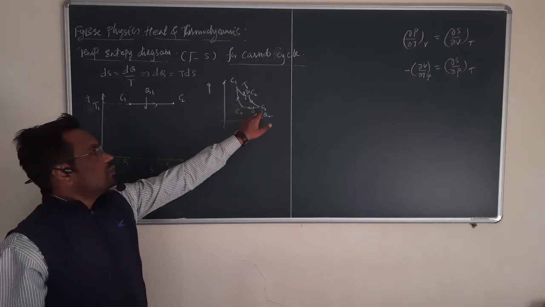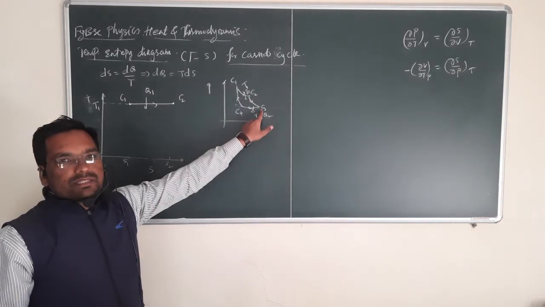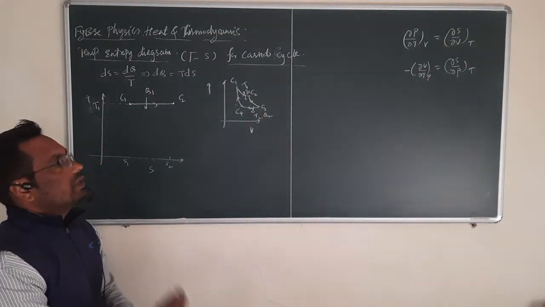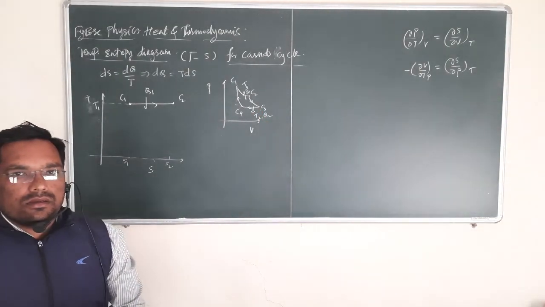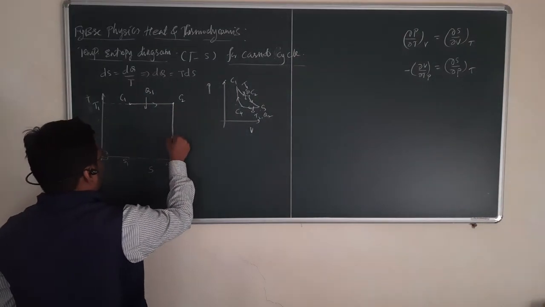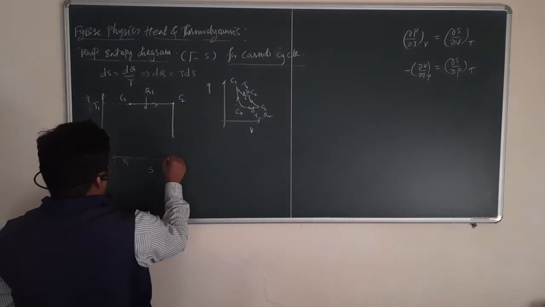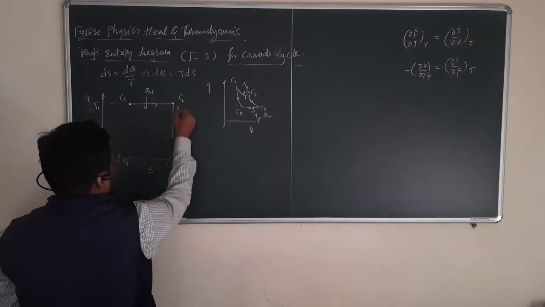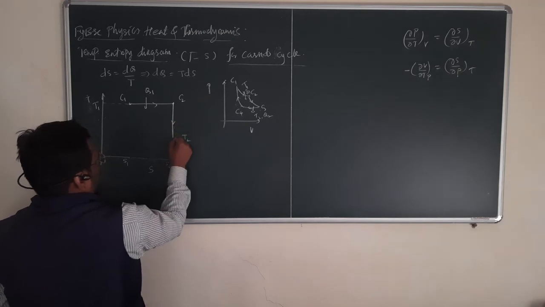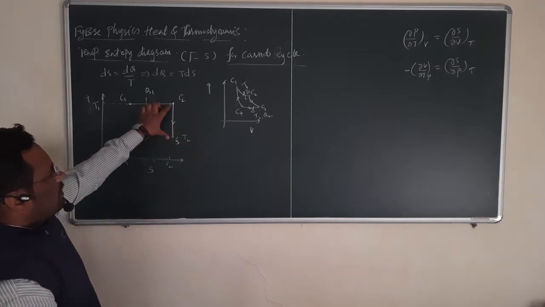Now along C2, C3 the process is adiabatic expansion, and from the definition of an adiabatic process we know that there is no heat energy absorbed or rejected. So that's why dq is 0. At that time we know that entropy remains constant but temperature decreases from T1 to T2. So here the temperature is T2. So C2, C3 is like this.